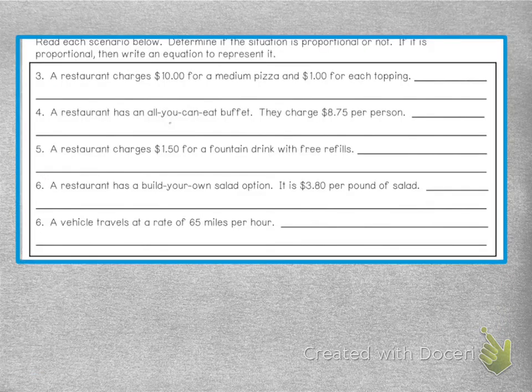So it says, read each scenario below and determine if the situation is proportional or not. If it is proportional, then write an equation to represent it. And we're actually going to write an equation even if it's not proportional. So it says, a restaurant charges $10 for a medium pizza and $1 for each topping. So I'm going to stop right there, and we're going to write on the bottom of our paper: per, each, and every.